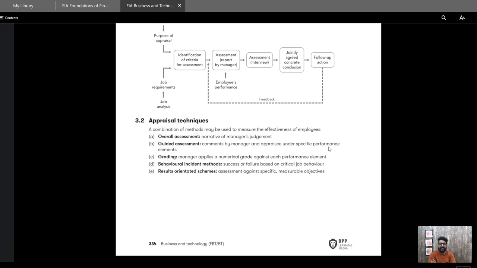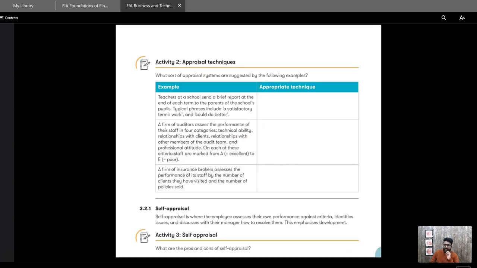Grading, manager applies a numerical grade against each performance element. So grading is where, on the basis of each and every task, the manager will be giving a grade, for example A, B or C, etc. Behavioral incident method, success or failure based on critical job behavior. So the behavioral incident method is where they see the success or failure based on critical job behavior, like whether they are good at doing that particular thing or not. Result oriented scheme, assessment against specific measurable objectives. So they will be overseeing the assessments against specific measurable objectives, etc. Okay, so these all are the five assessment techniques used by managers.